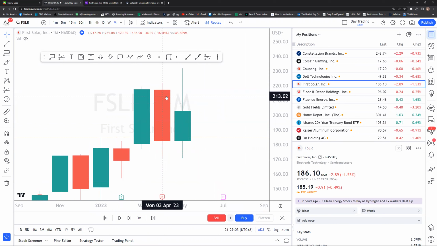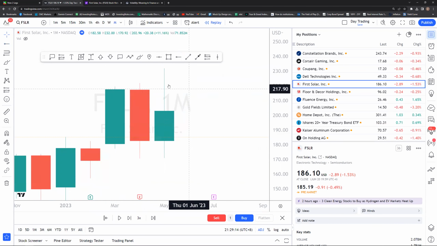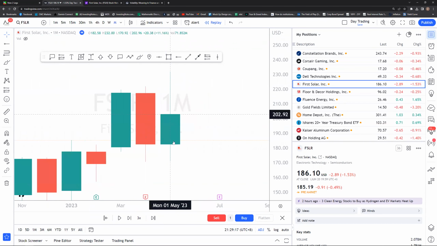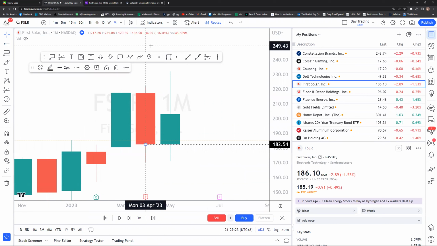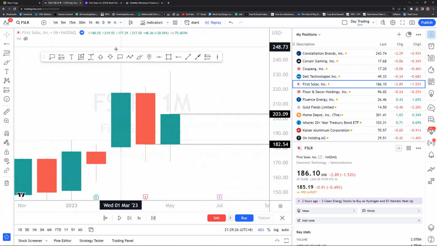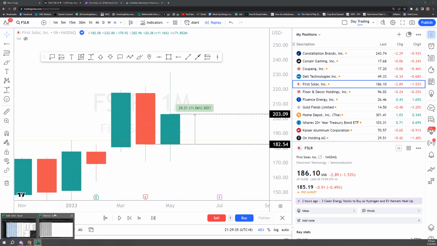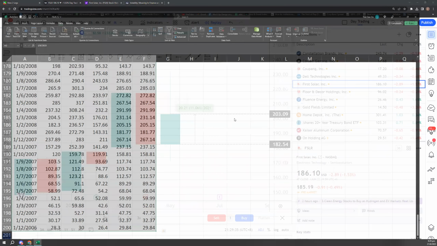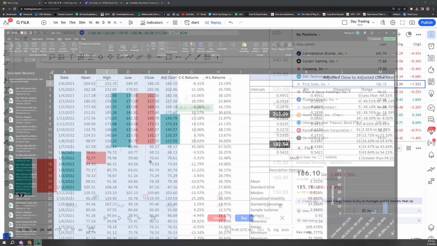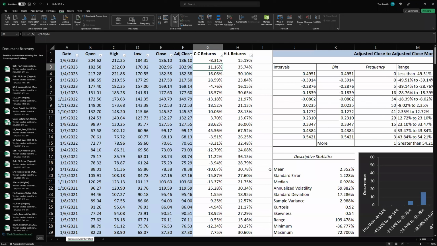So be mindful of the candle color. If the candle is red, the close is at the bottom. If the candle is green, then the close is at the top. So in this case, the close to close for this current candle is from the previous closing, which is here, to the current closing, which is here. So this is about 11.6%, approximately. Which you are seeing here, 11.16.